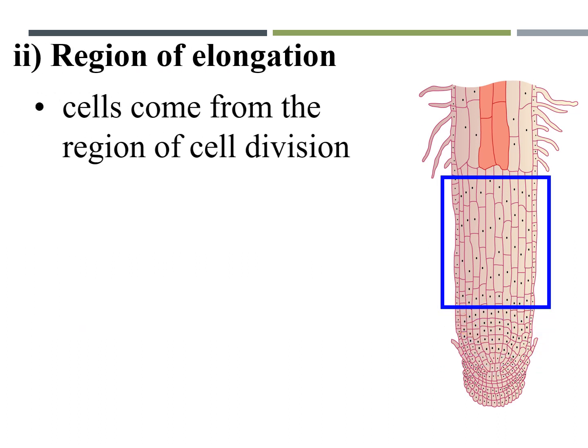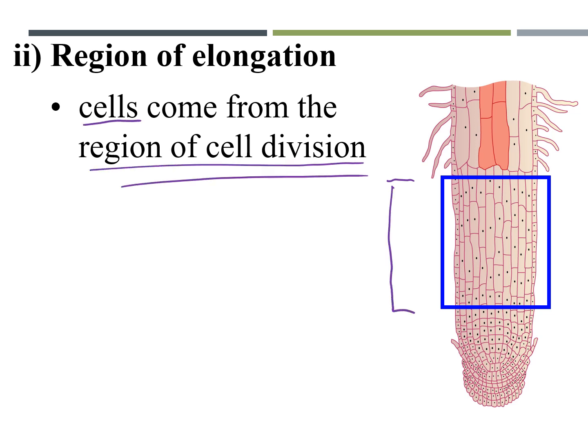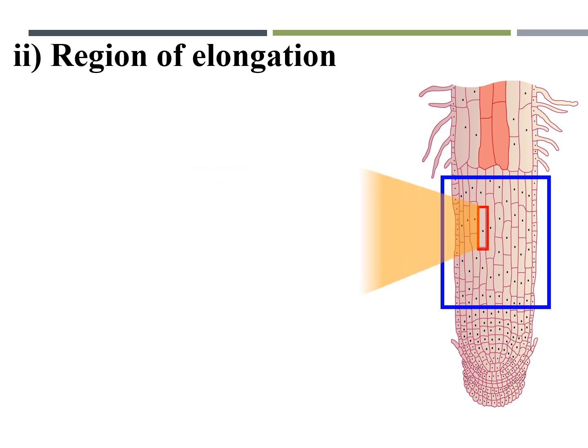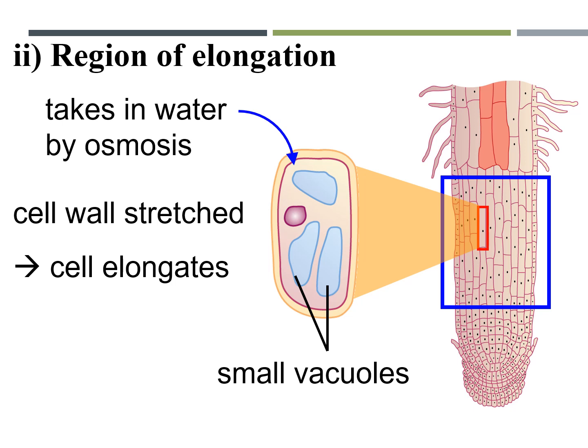Moving up a little bit, this is the region of elongation. The cells in the region of elongation all come from the region of cell division. How can very tiny cells from the region of cell division go to the elongation region and elongate themselves, increasing their length? That is by taking in water by osmosis.